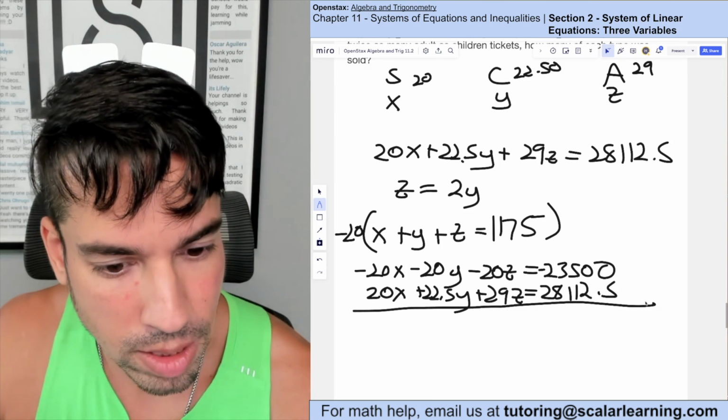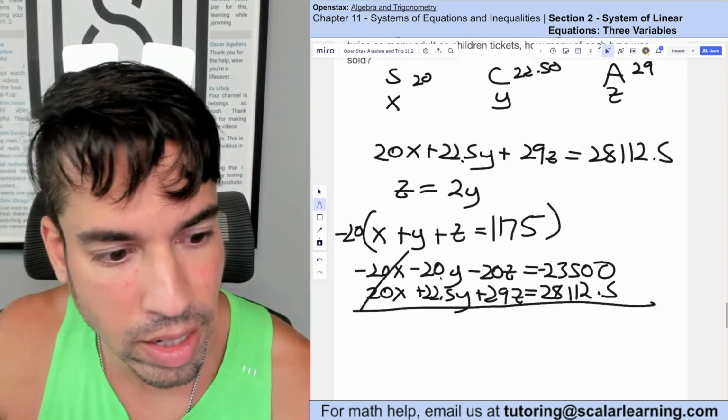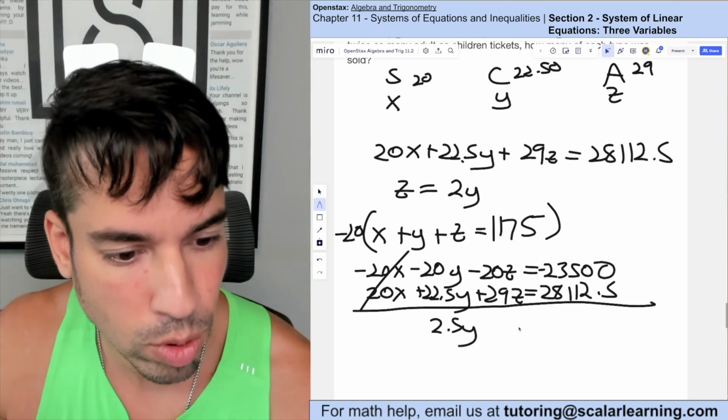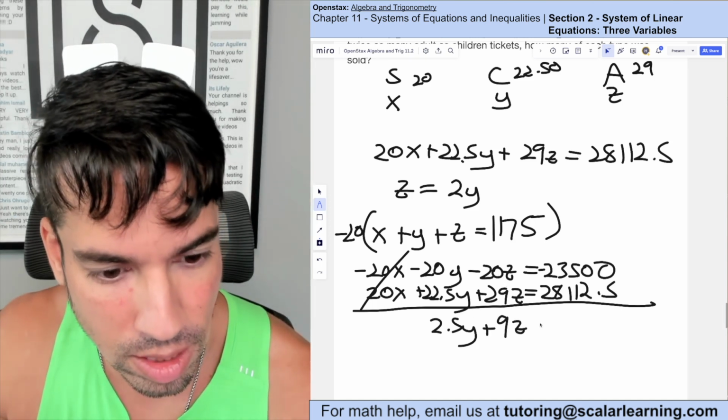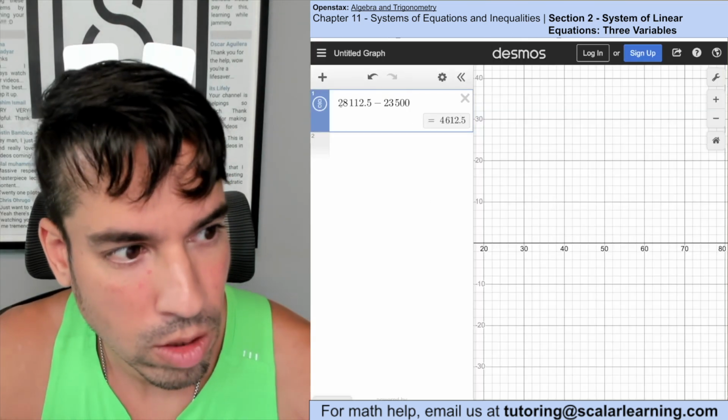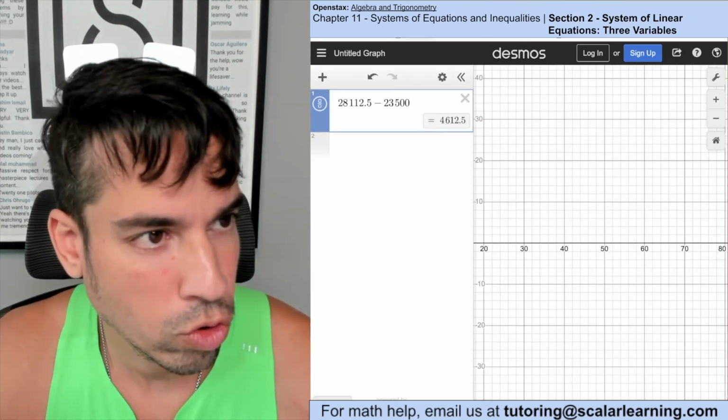Now we're going to combine these together. The x's are going to cancel out. -20 plus 22.5 is 2.5y. -20 plus 29 is 9z. And then this minus this, let's do that in Desmos. And there we get those two subtracting, 4,612.5.